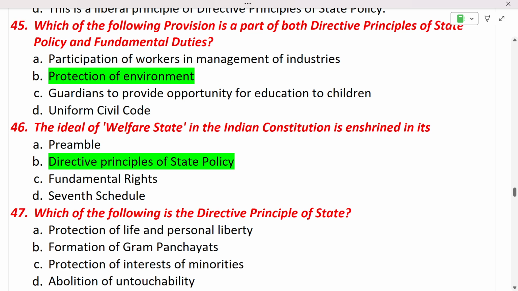So next, question number 47. Which of the following is a directive principle of state policy? Option A, protection of life and personal liberty. Option B, formation of gram panchayats. Option C, protection of interests of minorities. Option D, abolition of untouchability. So the answer is B.